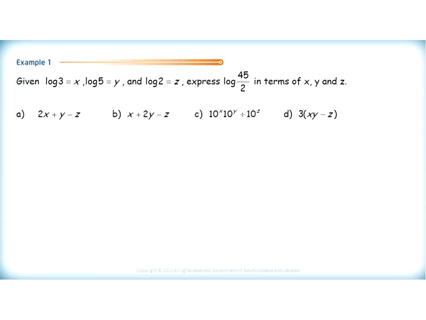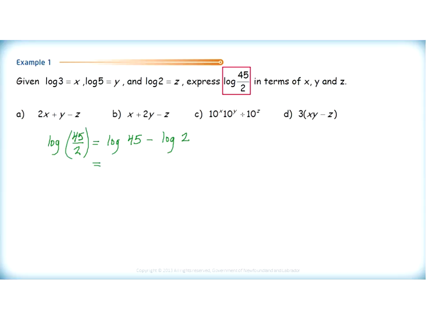Let's look at some potential questions that could be asked on the public exam as multiple choice items. Here we are given that the log of 3 is equal to x, the log of 5 is equal to y, and the log of 2 is equal to z. Express the log of 45 over 2 in terms of x, y, and z. Notice here that we are given the logarithm of a quotient. So that can be rewritten as the difference of 2 logs, the log of 45 minus the log of 2.